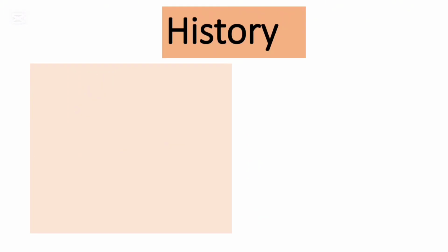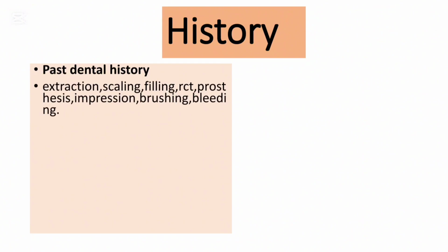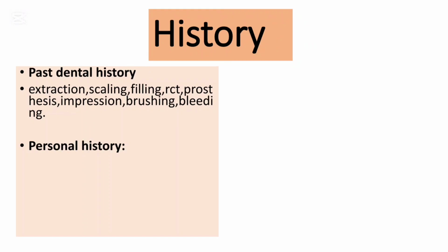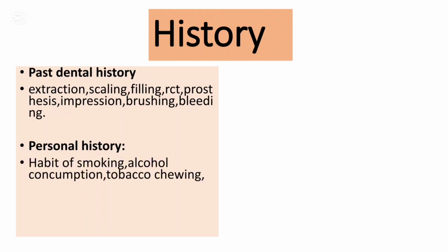Next, pain; through this we need to ask the past dental history. What we ask in past dental history is whether the patient has gone through any extraction, scaling, filling, or any root canal procedure, or any prosthesis like bridges or crowns. It is also important to ask if the patient smokes, consumes alcohol, has a tobacco chewing habit, and what the diet of the patient is.